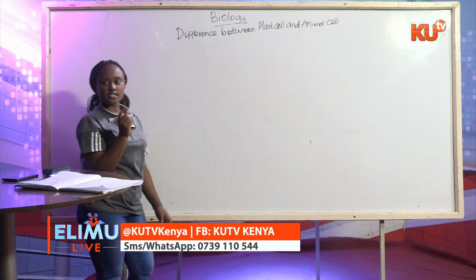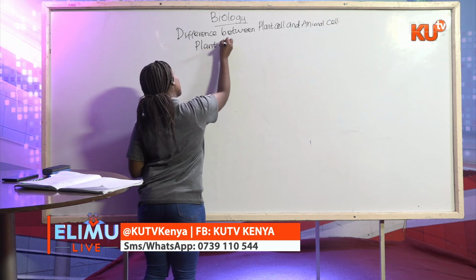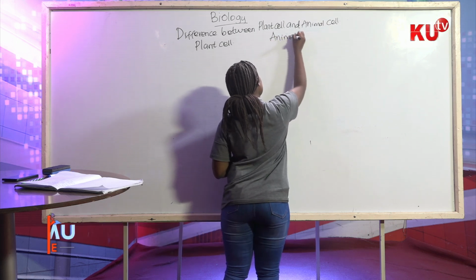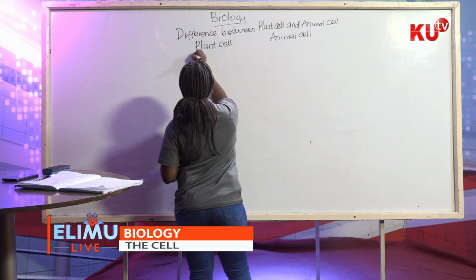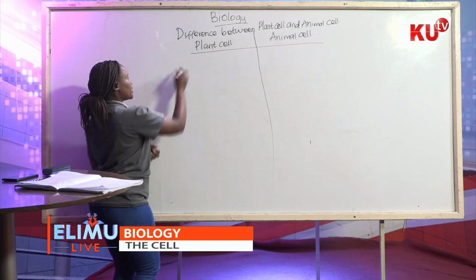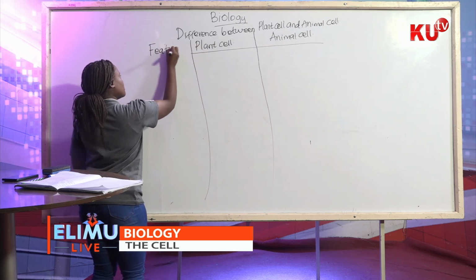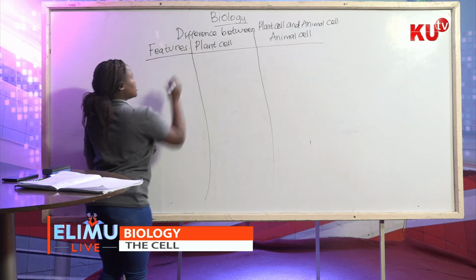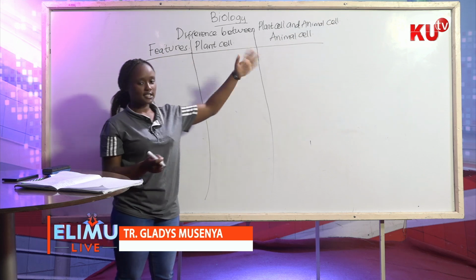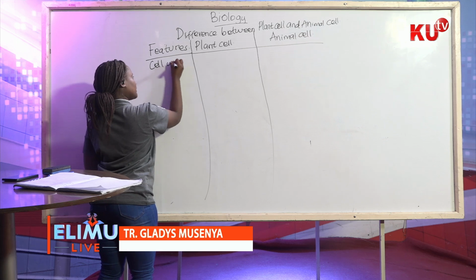So we draw a table. We have the plant cell, and then we have the animal cell. We draw our table that way, and then here we add the features. So we have the differences between plant cell and animal cell. The features: cell wall.